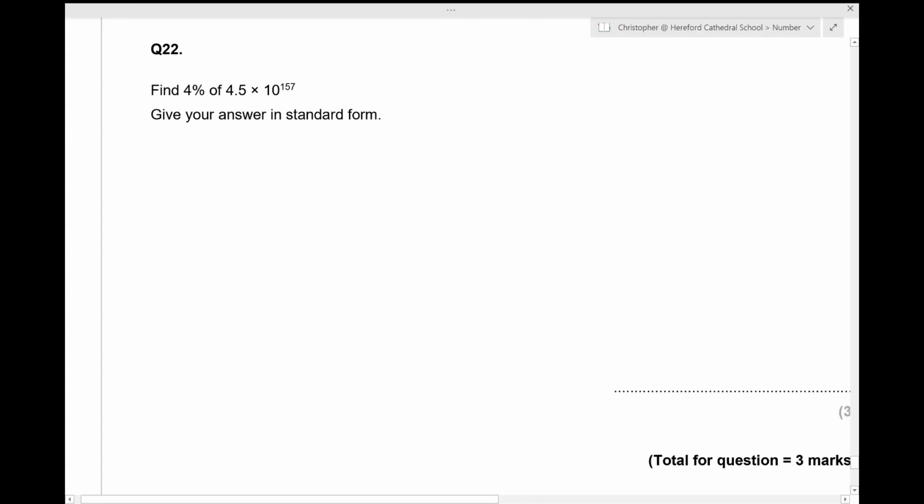Question 22, 4% of something. Well, to find 4% of something, I multiply it by 0.04. So I'm just going to do 0.04 times 4.5 times 10 to the power of 157. Now, 0.04 times 4.5 is 0.18. So this boils down to 0.18 multiplied by 10 to the power of 157.